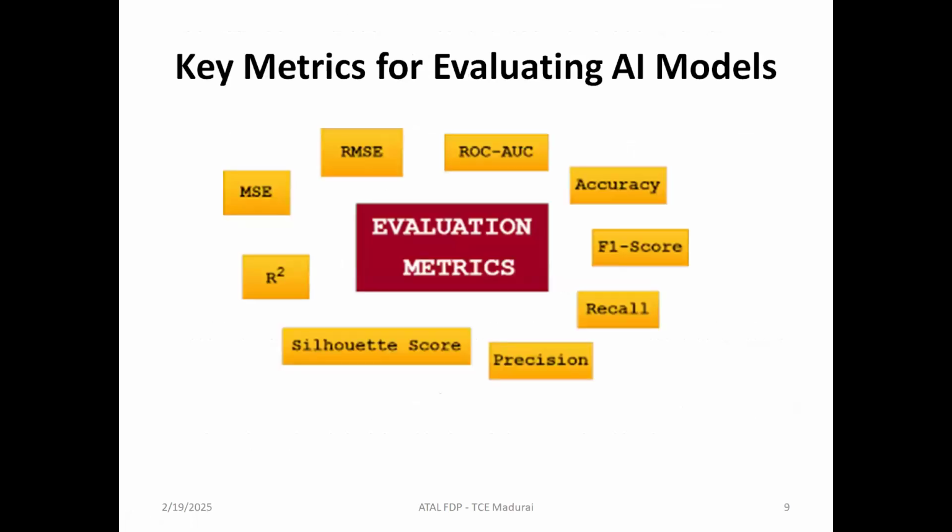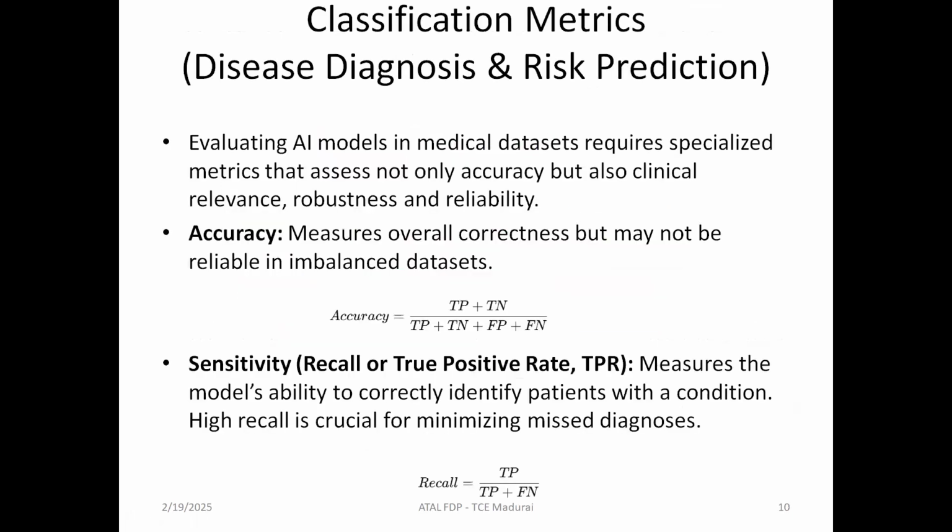Now we will see the key metrics for evaluating the AI models. There are various metrics out there, so we should be aware of which metrics to use for which type of task with deep learning models. For a classification task, like diagnosing a disease or risk prediction, we use accuracy, sensitivity, and specificity. Evaluating AI models on medical data sets requires specialized metrics that assess not only accuracy but also clinical relevance.